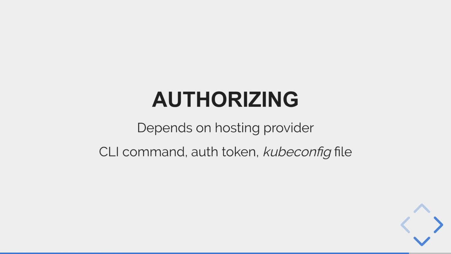Once we have the binaries on our system, we need to authorize our system to talk to the cluster. There's a number of different ways that this can be done too, all depending on hosting provider. So you have to look at how the hosting provider does this. It could be a CLI command. I know that Amazon does this. I know that Google does this as well, an authentication token. Some providers require you to have an authentication token. DigitalOcean uses a kubeconfig file.